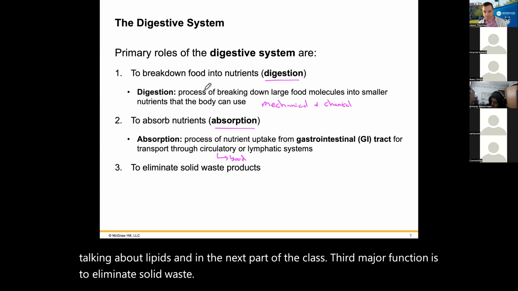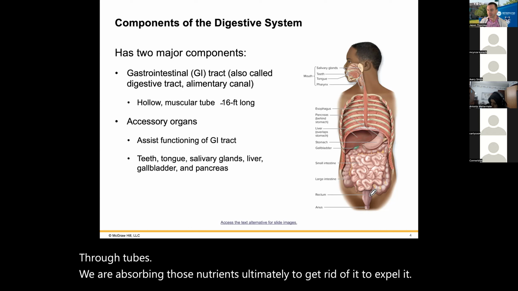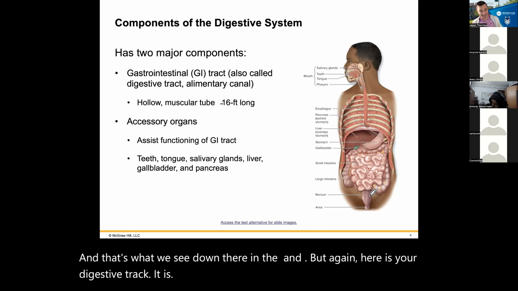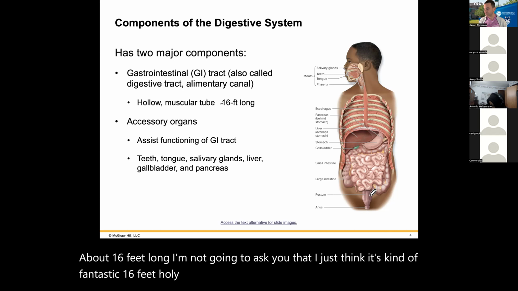As we are absorbing nutrients through the tubes, ultimately we get rid of the rest, to expel it. And that's what we see down there in the rectum and anus. But again, here is your digestive tract. It is about 16 feet long. I'm not going to ask you that. I just think it's kind of fantastic. 16 feet, holy smokes, that's a huge long tube.